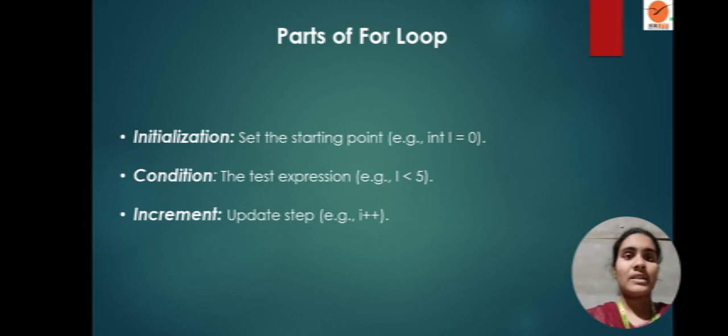Initialization. First we discuss the initialization. Initialization sets the starting point. Example: int i equals 0. Second one is condition. Condition is the second part in the loop. It is the test expression. Example: i less than 5. Increment, the update step. Example: i plus plus.